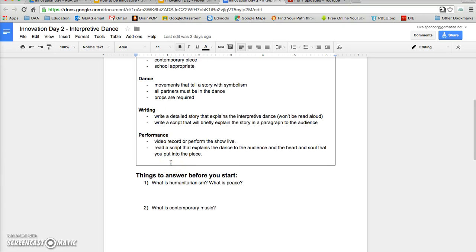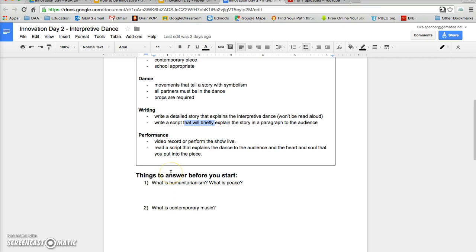You're then going to have a performance. So we're going to give you the options. You can do a video recording of your dance or perform the show live. But before you do the dance, and even on the video, you need to read a script that explains the dance to the audience and the heart and the soul that you put into this piece. So this part really is this part right up here.